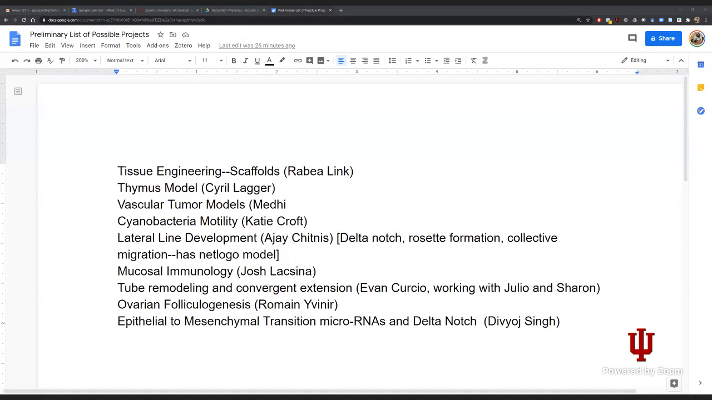But focusing perhaps to begin with on delta notch type signaling or other kinds of cross-inhibitory signals, microRNA and others. Tube remodeling and convergent extension so far is kept separate. If you go in and there aren't enough people, let us know and we'll reassign. And then the ovarian development, which I think is also a great project. Anybody unassigned at the moment who needs help?